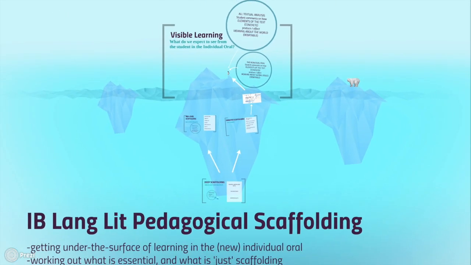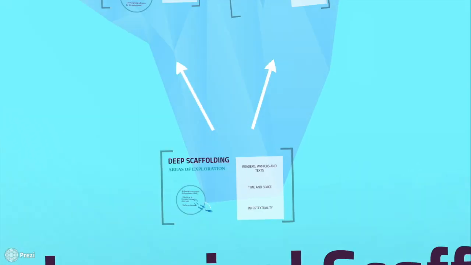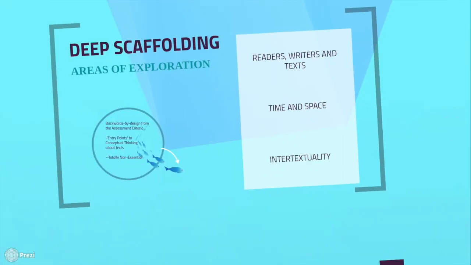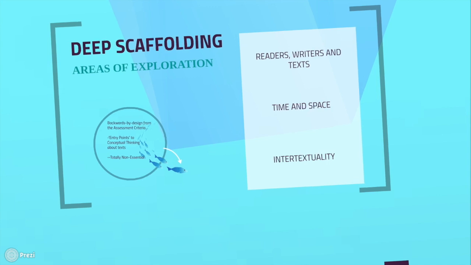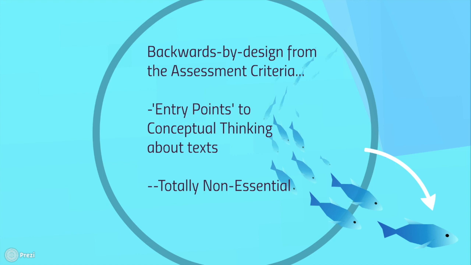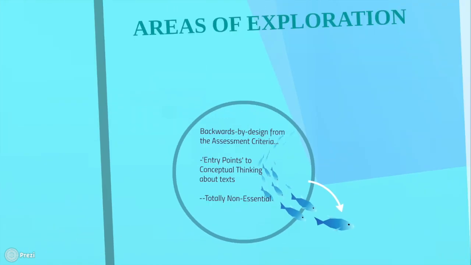And the scaffolding for this, at the deepest level, begins with the areas of exploration: readers, writers and text, time and space, and intertextuality. If we work backwards by design from the assessment criteria for this task, or indeed the whole course, it's really important to remember that the areas of exploration are just entry points to conceptual thinking about text. They're totally non-essential. They're just a very well-intended recommendation of how we can help students, and indeed ourselves as teachers, to find entry points to conceptual thinking about the text.